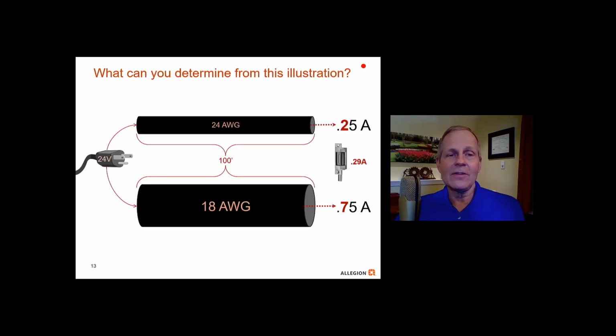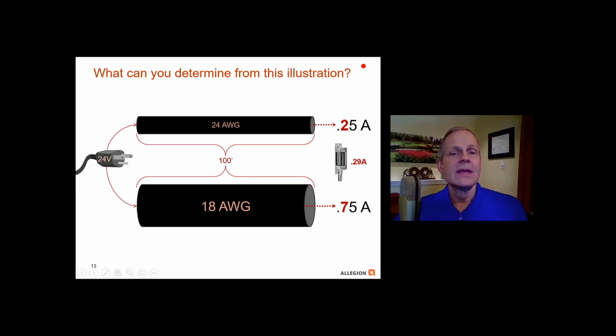All right, so we're going to take a look now at this illustration. On the left-hand side, we can see we're supplying 24 volts. Now, EAC systems typically use 12 or 24 volts. Those are the two most common voltages that are used for EAC systems. We have an electric strike here that draws 0.29 amps of current. The 24 gauge wire we see here is rated for conducting 0.25 amps. The larger diameter wire down below, the 18 gauge wire, is designed to handle up to 0.75 amps, or 3/4 of an amp.